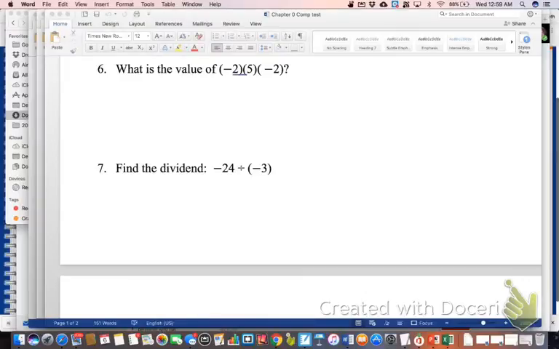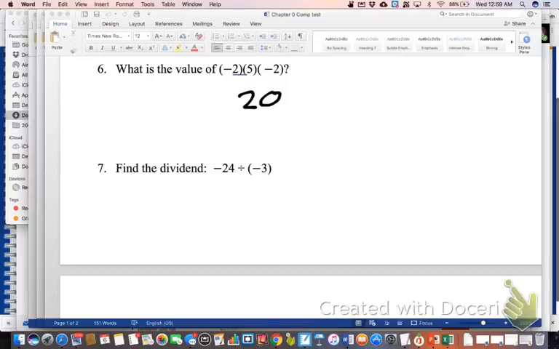For number 6, I am multiplying also. So 2 times 5 is 10, and then 10 times 2 is 20. So 2 times 5 times 2 is 20. And here I've got a negative and another negative. Two negatives cancel out to become a positive. So my final answer is a +20.